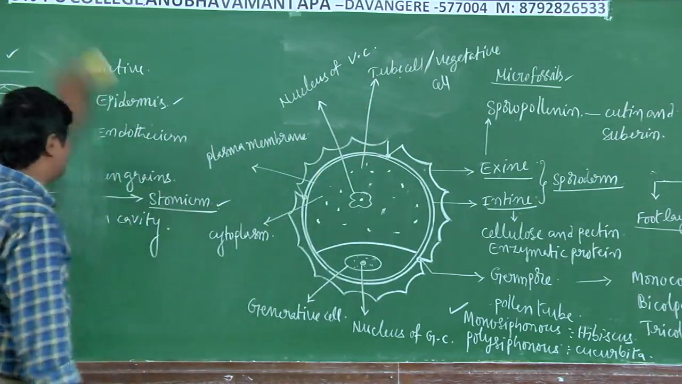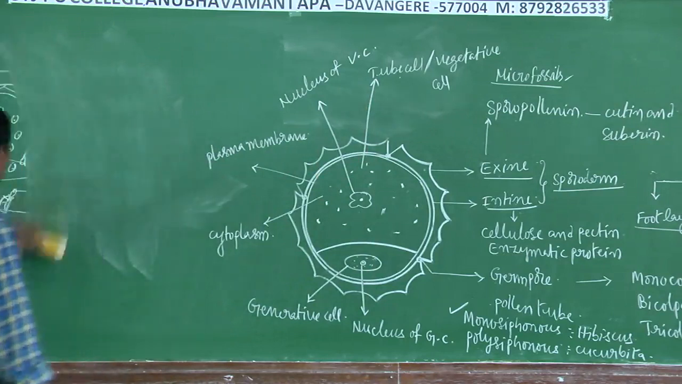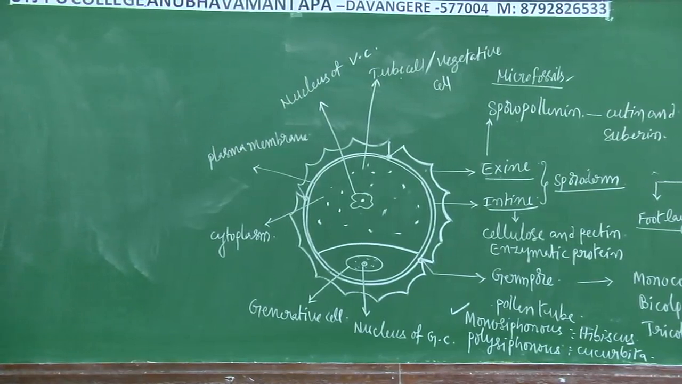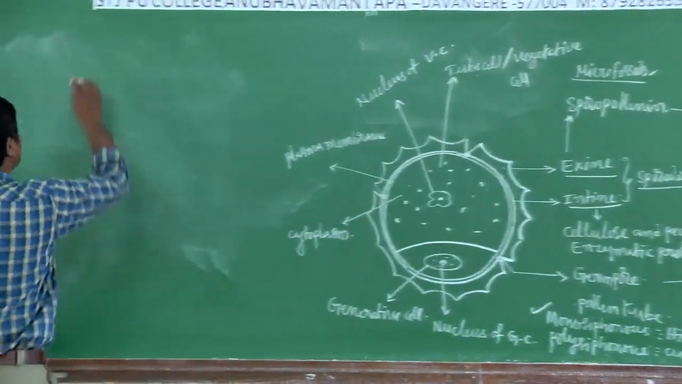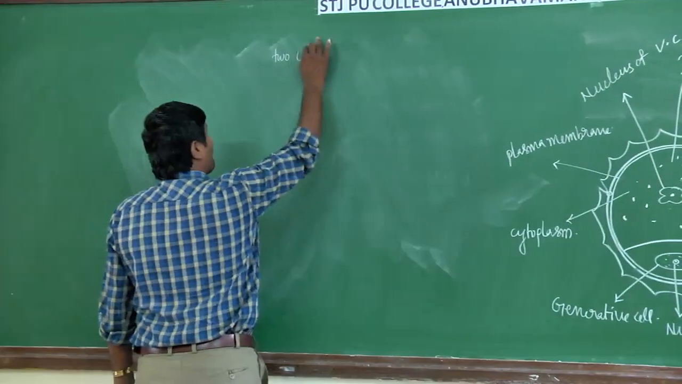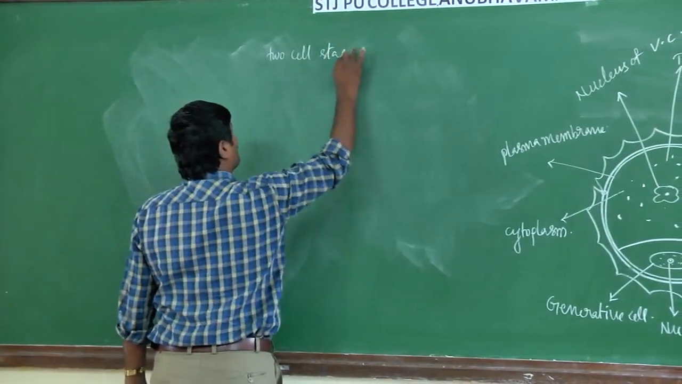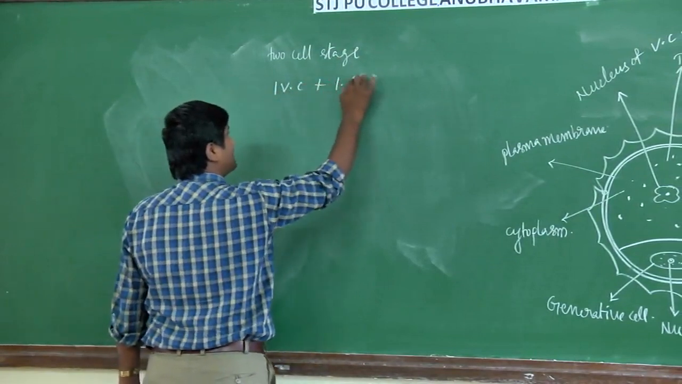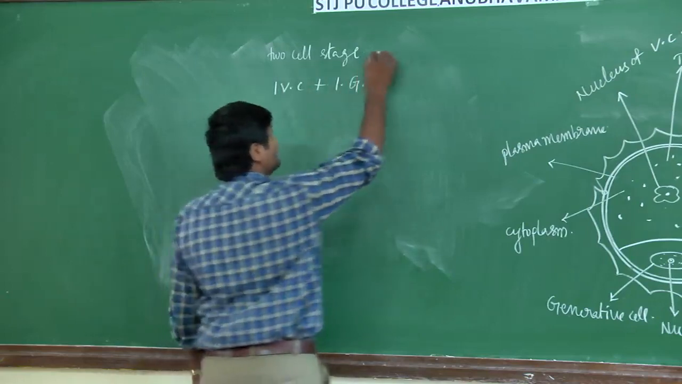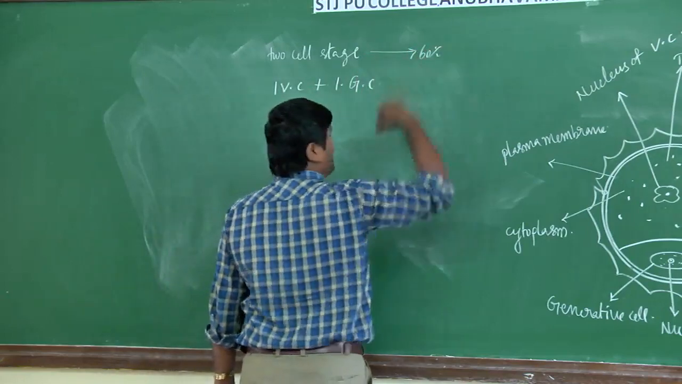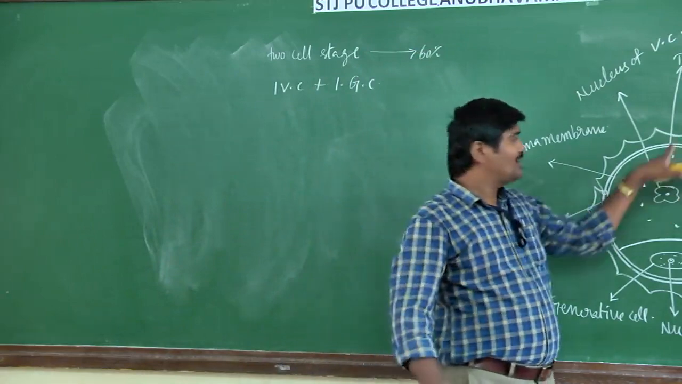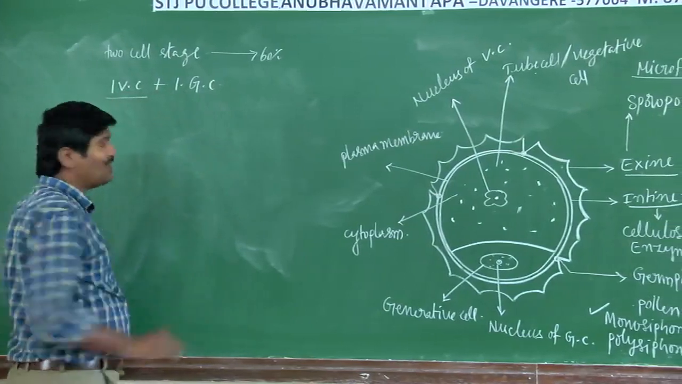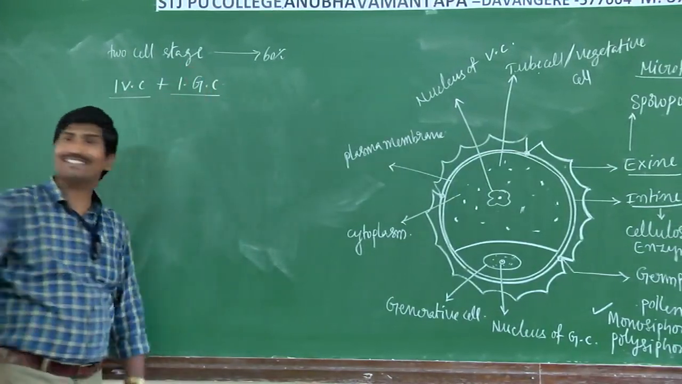So it is very important. In the majority of flowering plants, that is 60%, the pollen grains are shed from the two-cell stage. What is the two-cell stage? One is a vegetative cell, another one is the generative cell. Nearly 60% of flowering plants shed pollen grains from the anther at the two-cell stage.